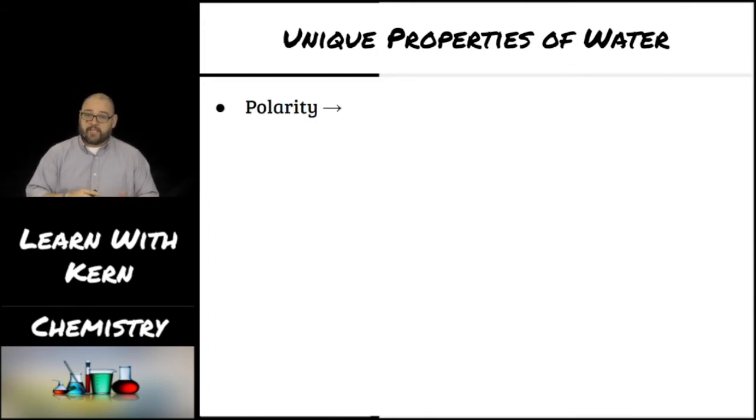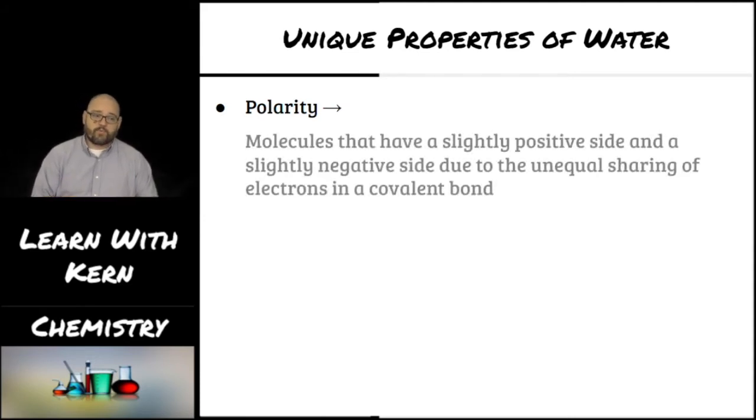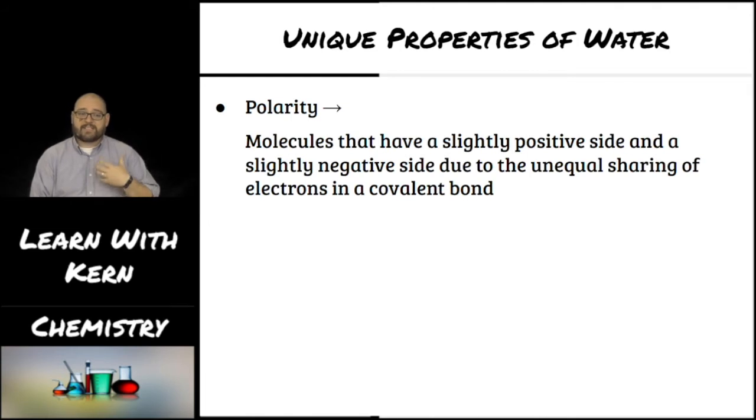Now, polarity is not because of hydrogen bonding, but the polarity of water is a very important property of water. Molecules that have a slightly positive side and a slightly negative side due to unequal sharing of electrons in their covalent bonds are polar molecules. Well, water has hydrogen, which is not very electronegative, and oxygen, which is extremely electronegative. So you have a very polar bond between hydrogen and oxygen.